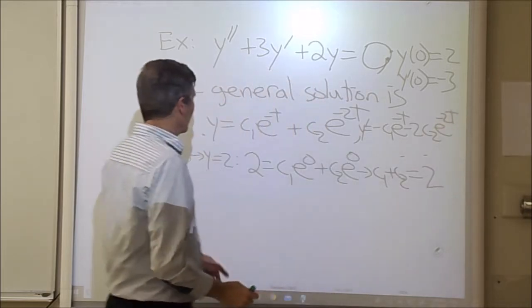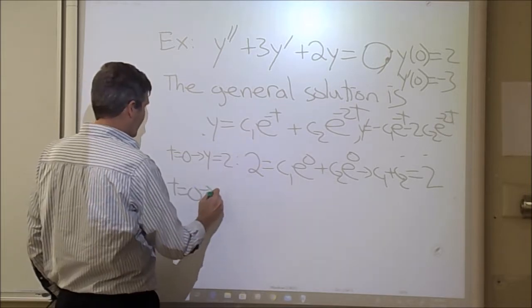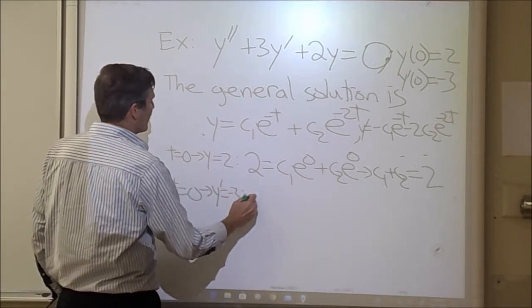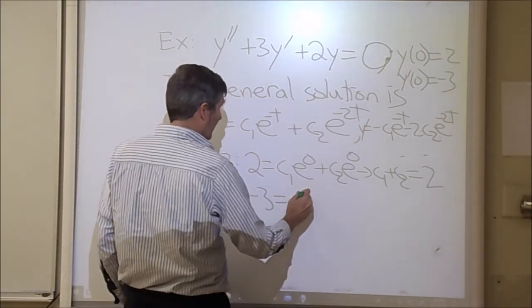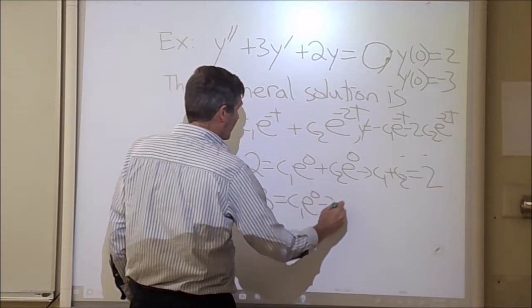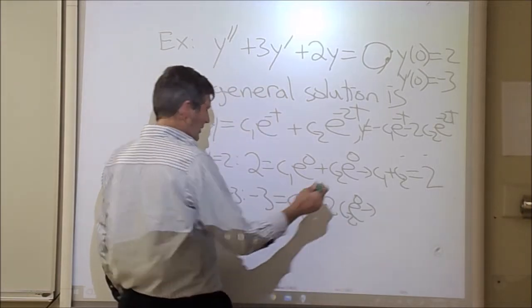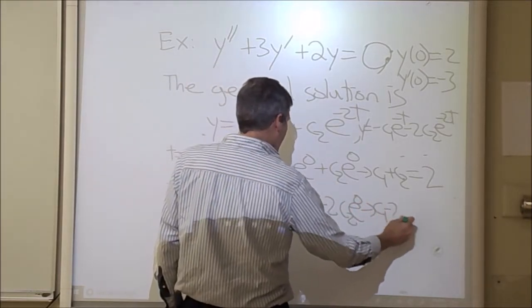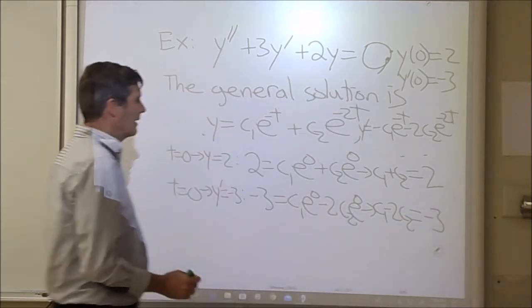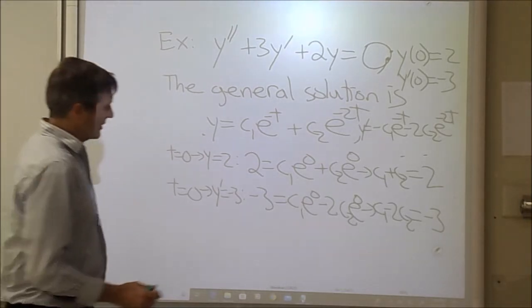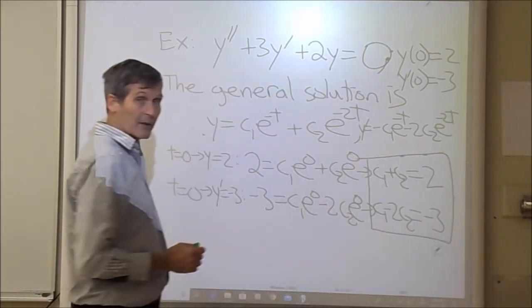There's the derivative. And the second initial condition says that when t equals 0, y prime is minus 3. So we put that into the derivative equation and get minus 3 equals c1 e to the 0 minus 2 c2 e to the 0, or more succinctly, c1 minus 2 c2 equals negative 3. Now what this does is it gives us two linear equations for two unknowns, c1 and c2, and we can solve these and we'll get a unique solution.